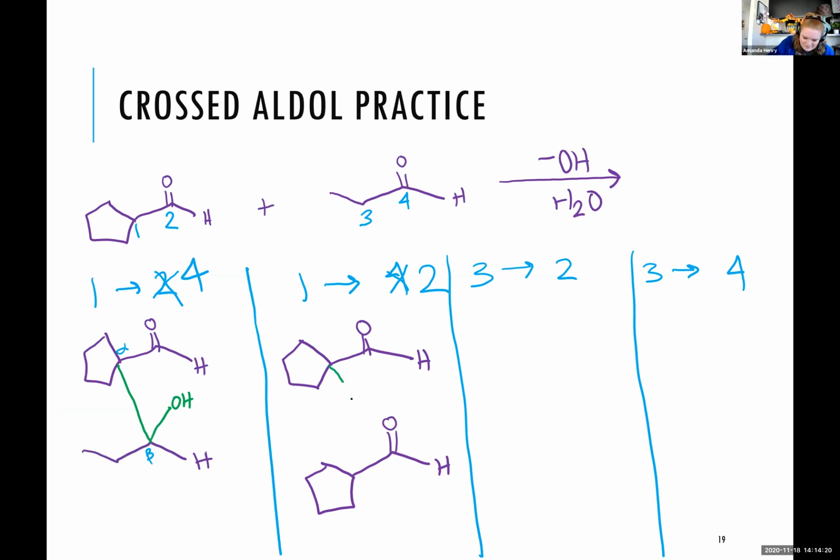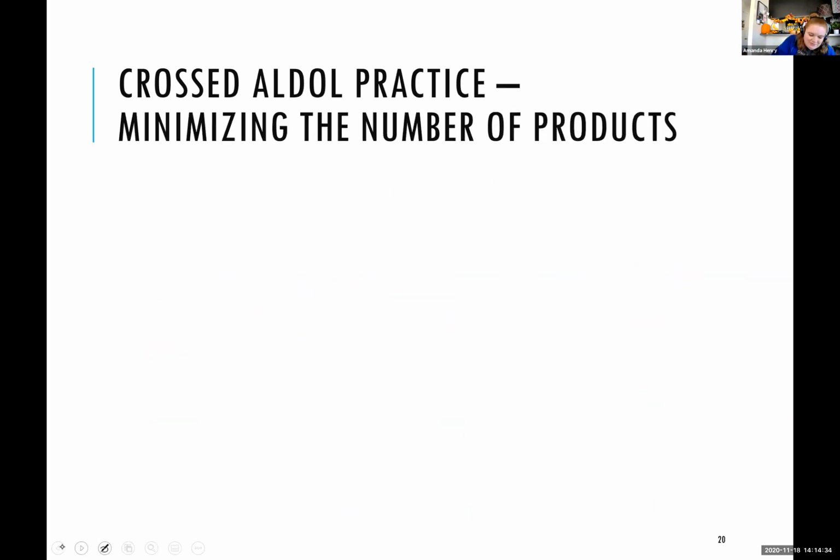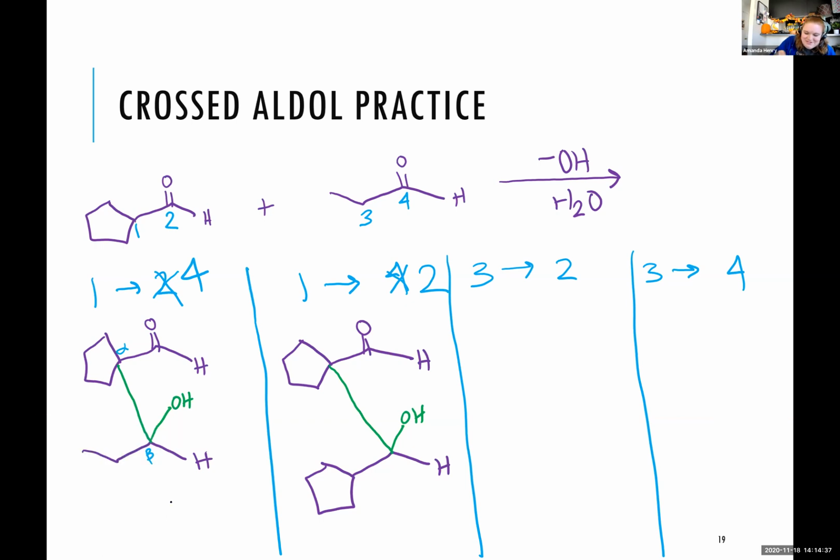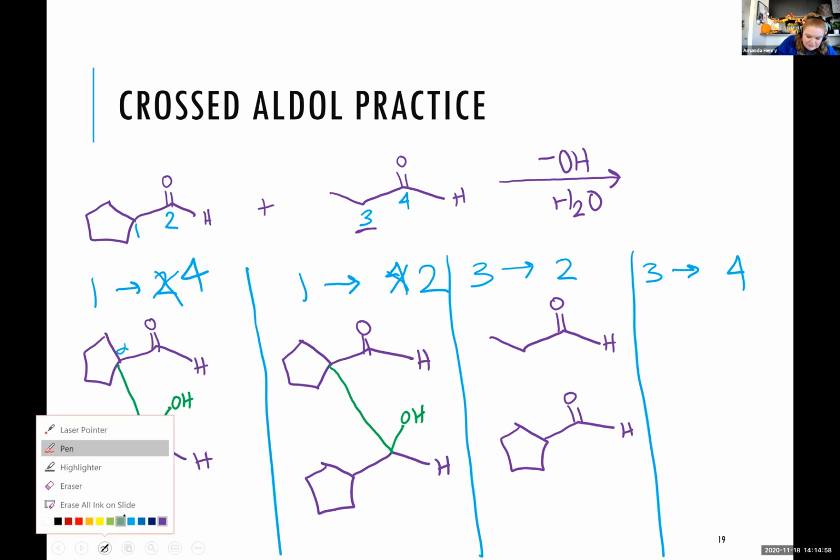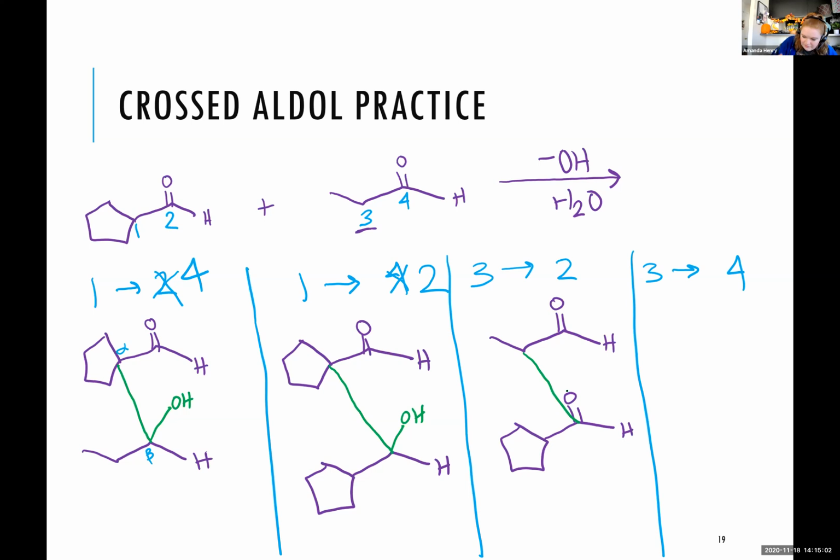So same thing though, we're going to go from that alpha carbon to the carbonyl carbon. We're going to erase the carbonyl and replace it with an alcohol. And then we're going to do the same thing with the other one. So there's my aldehyde that I'm going to use the alpha hydrogen for because carbon number 3 right there. And I'm going to react it with carbonyl number 2. So again, we're going to go alpha carbon to carbonyl. I'm going to get rid of that carbonyl and replace it with an alcohol.